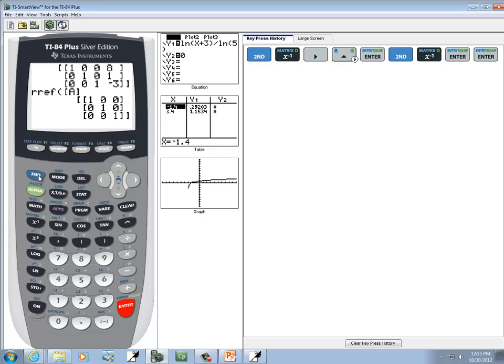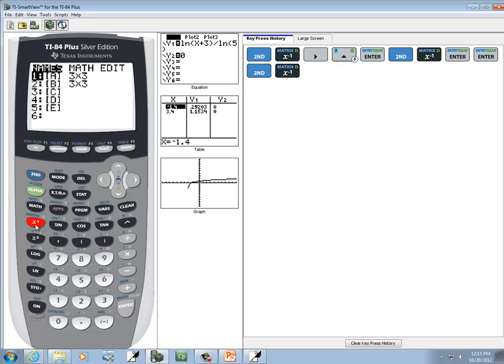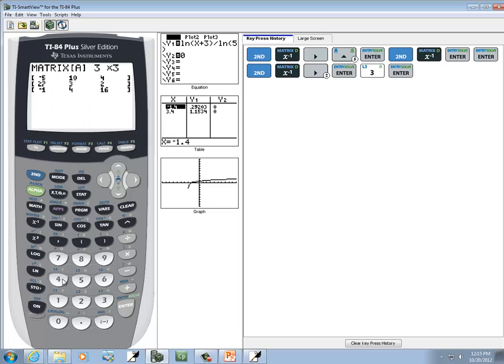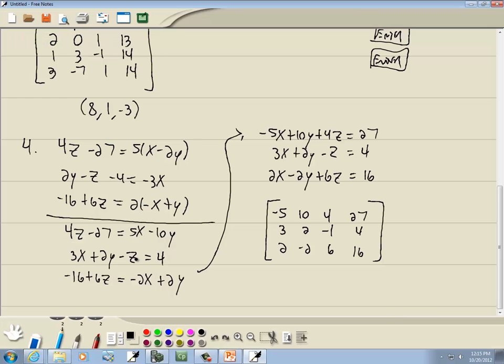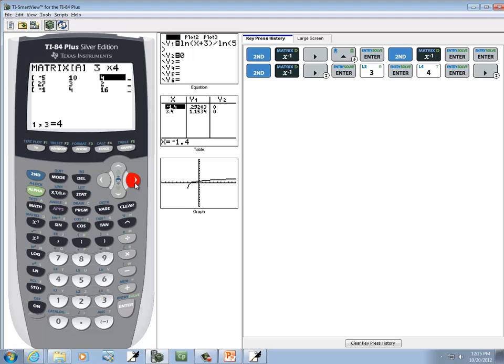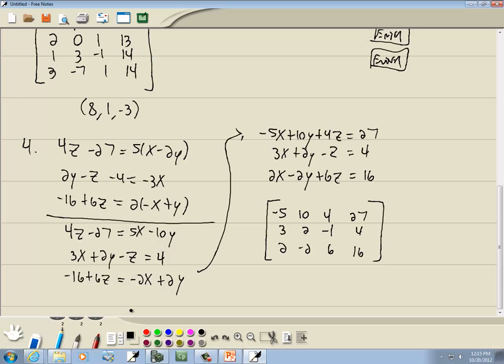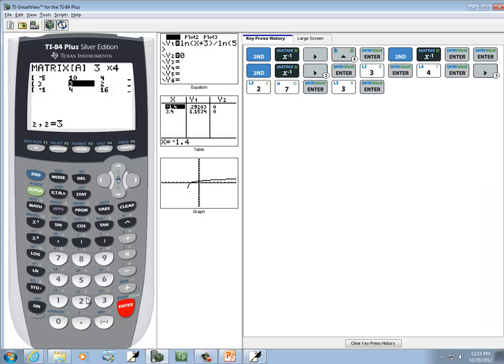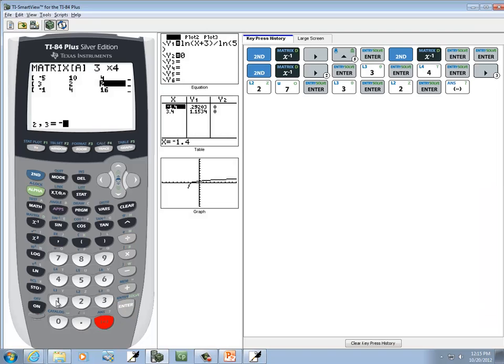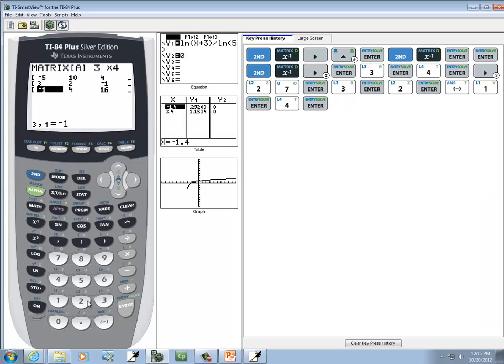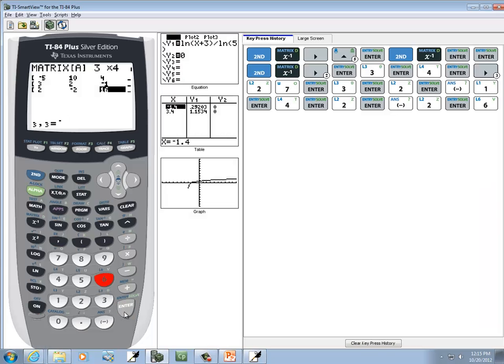So let me go back and look, see what I did wrong. Second, x and negative 1. Go over to edit. 3 by 3. 3 by 4. I wasn't even looking as I was entering the numbers. 5, negative 10. 4, 27. 3, 2, negative 1. 4, 2. This, by the way, what I just did there, is the most common thing to do on these. Is just enter it in incorrectly.